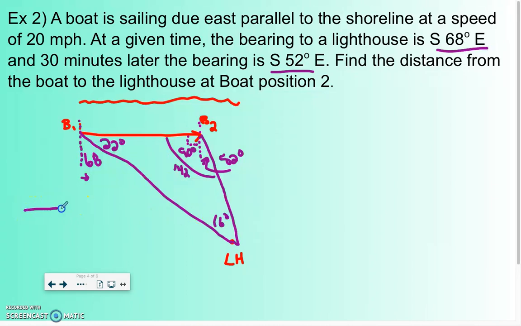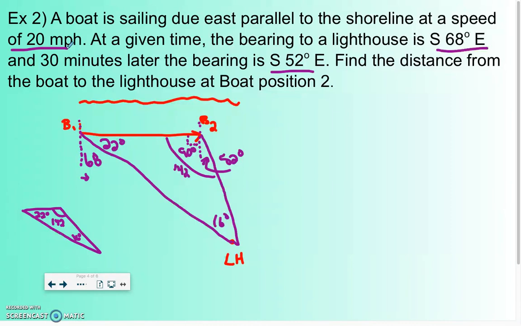So if I were to just redraw this triangle to give us a little better mark here, we know that the inside here is 22 degrees. We know that this down here is 16 degrees. And that full turn from boat 1 to boat 2 to lighthouse is 142 degrees. So we have 3 angles, which technically isn't enough to use law of sines or law of cosines. But there's something we haven't used yet. We haven't talked about the speed at which it's traveling.